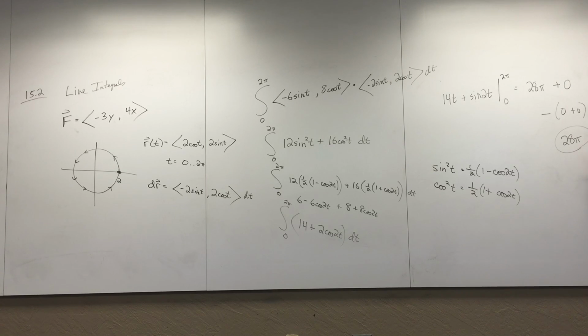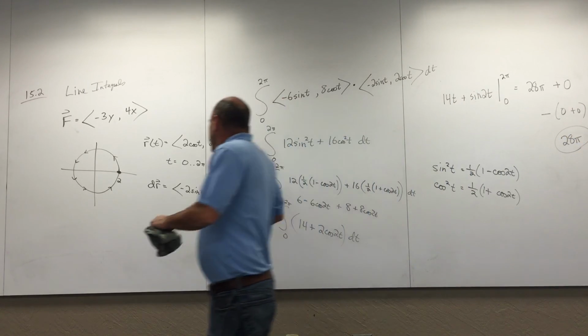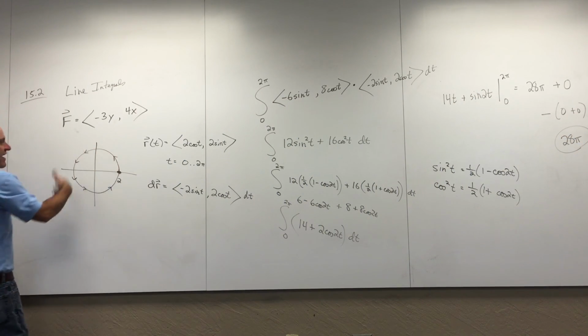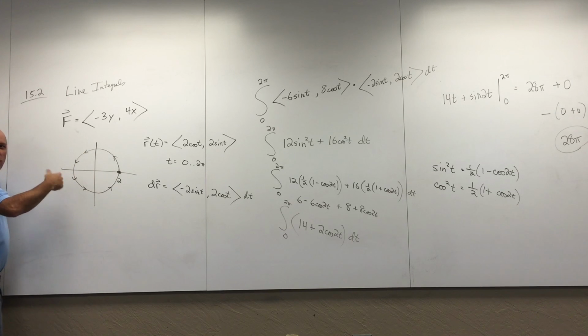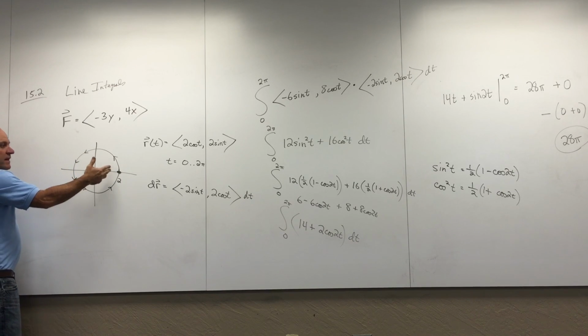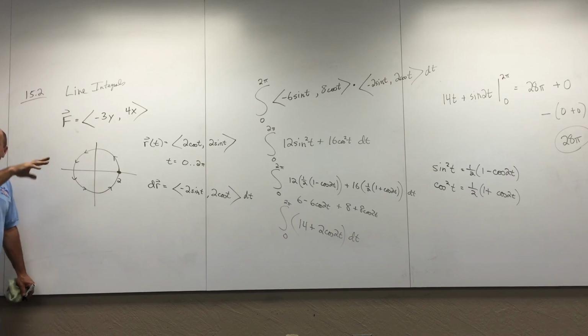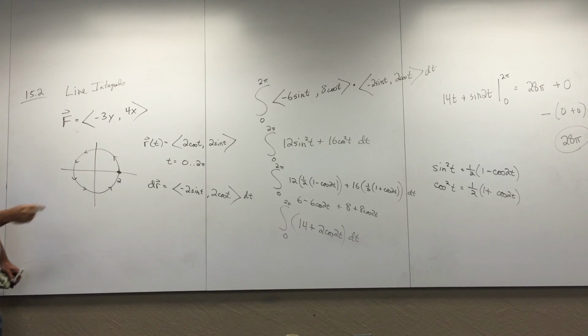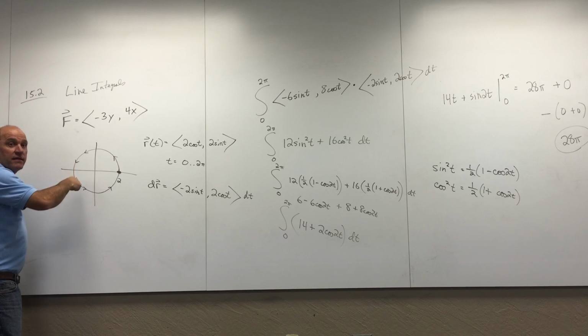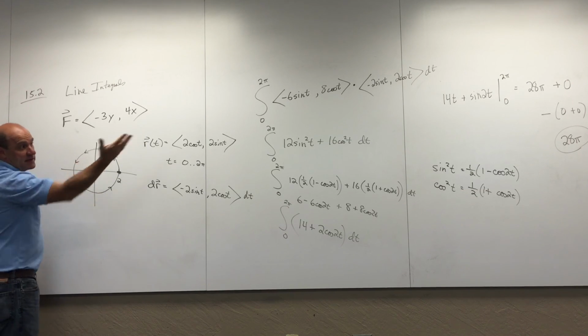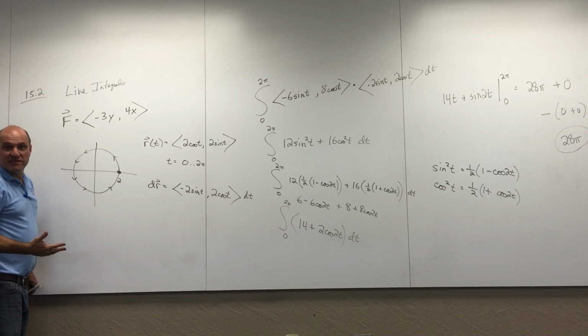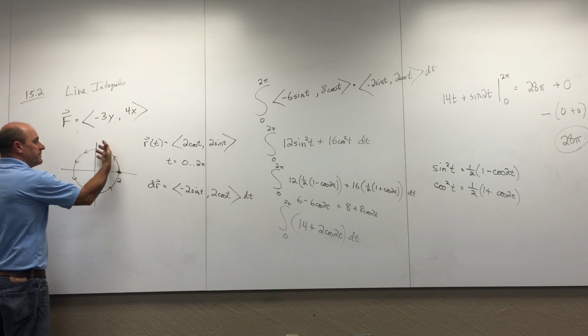Again, a positive amount of work. What does that mean? It means that I was kind of with the vector field, at least for the most part. There might have been some positive work and negative work done during this path, but the net result was positive. Doesn't mean it was all positive.